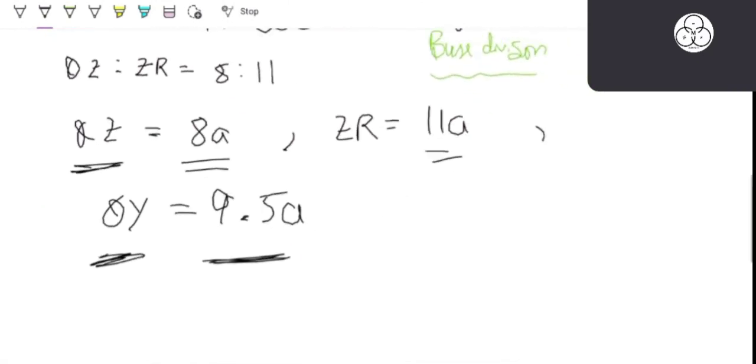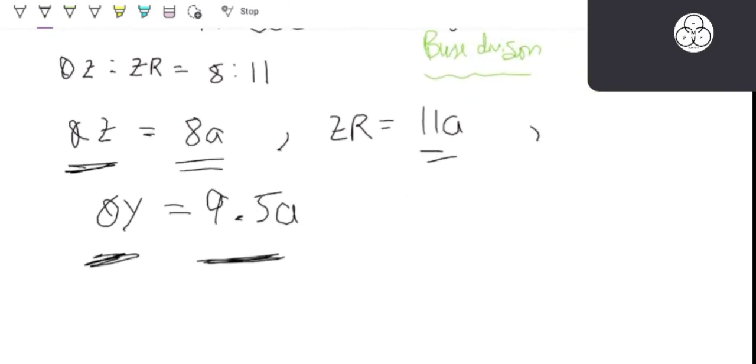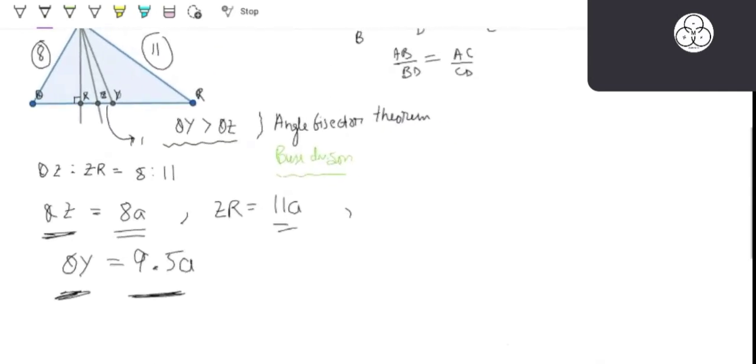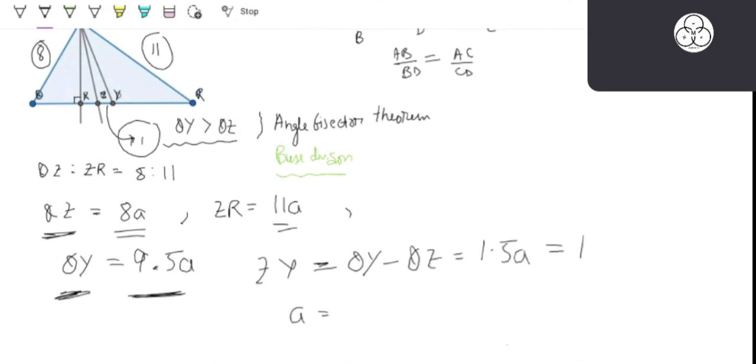So we have QY equals 9.5a and QZ equals 8a. Just have a look at the diagram. What is this ZY? The value of ZY is given as 1. This is nothing else but QY minus QZ, which equals 1.5 times a, and the value of ZY is given as 1. So a equals 2 by 3.